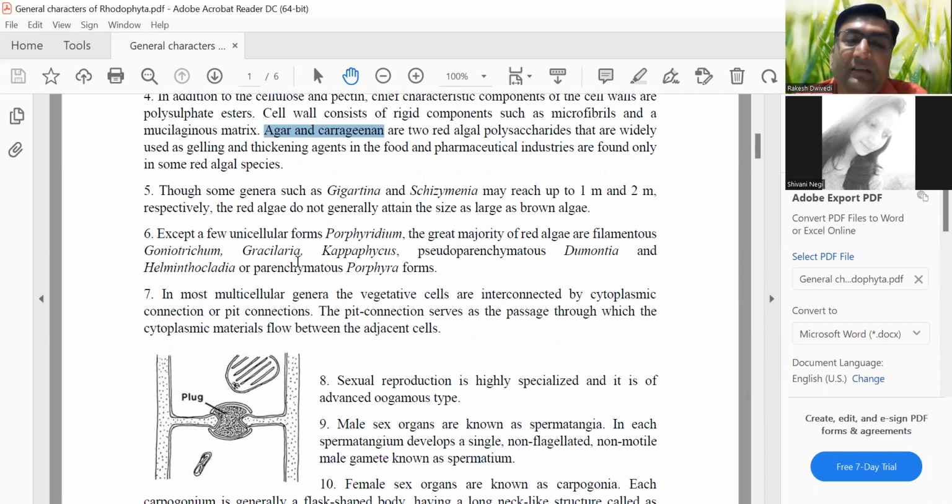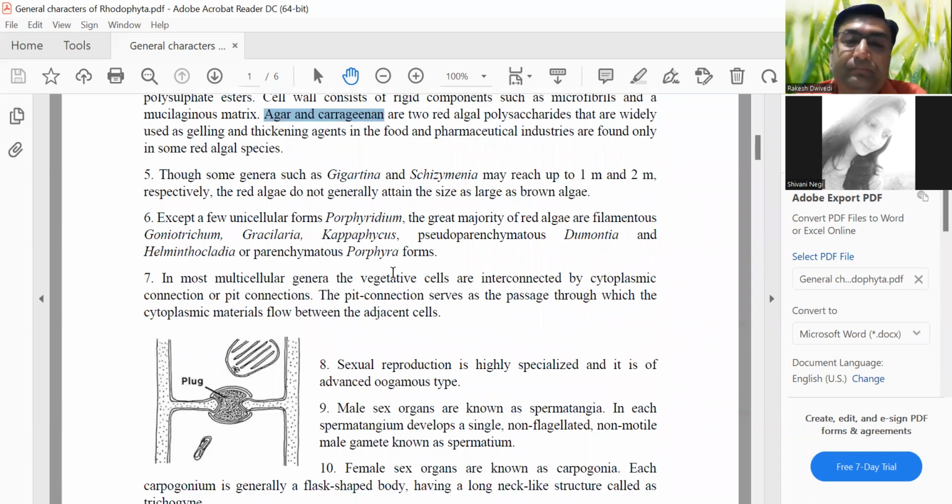These are large. They have large thallus. Gracilaria, Kappaphycus show pseudoparenchymatous type of thallus organization, whereas Dumontia and Hemiclavia and Porphyra, these are the parenchymatous forms.